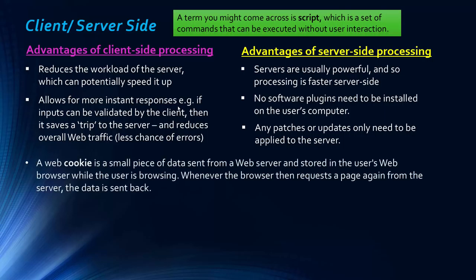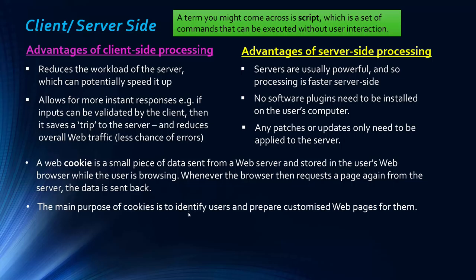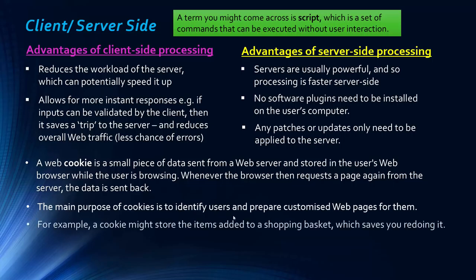So I said we'll talk about a cookie. A web cookie, you've probably heard of this because it's been in the news recently. It's just a small piece of data sent from a web server and stored in the user's web browser while the user's browsing. Whenever the browser then requests a page from the server, the data is sent back. So this cookie is stored on your browser, and whenever you go back to the website again in a different session, the data can be sent back to the server, and it can do some interaction with that. It can be used to identify users, so you can tell you're signed in, and also prepare customized web pages for them. For example, like a shopping basket, when you're shopping on Amazon, and you close the window and come back to it later, your basket's still there. That's because the server has stored that and been told again.